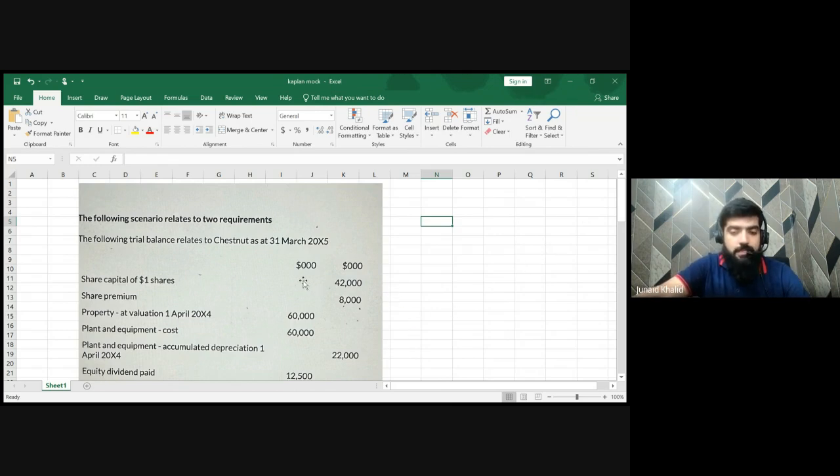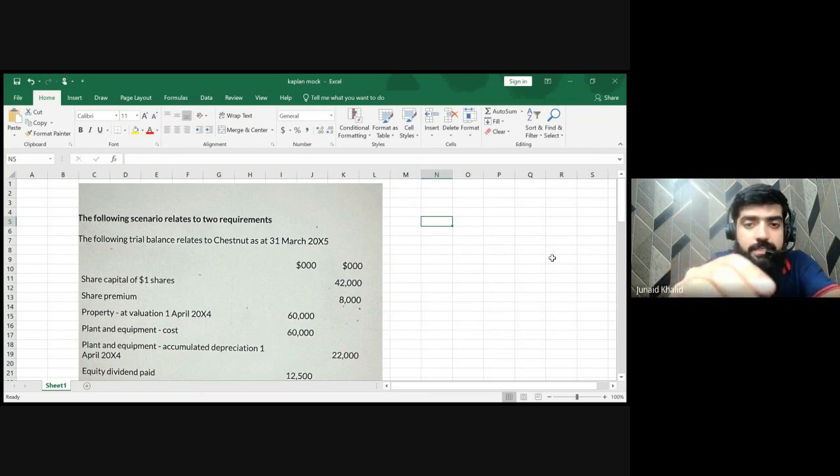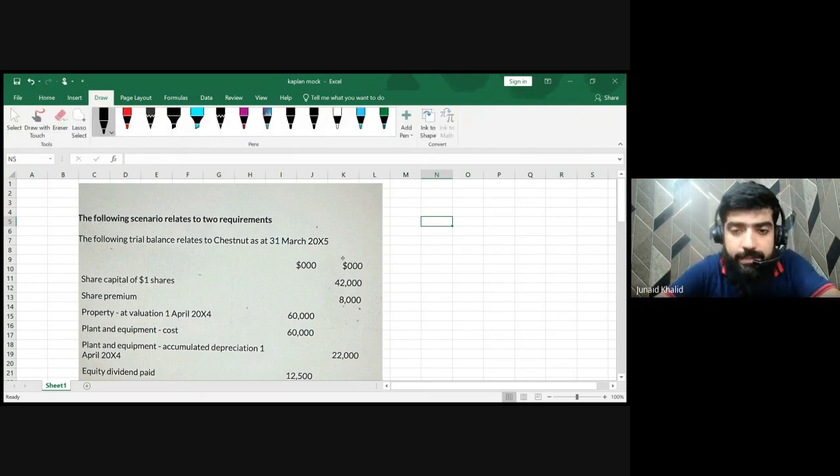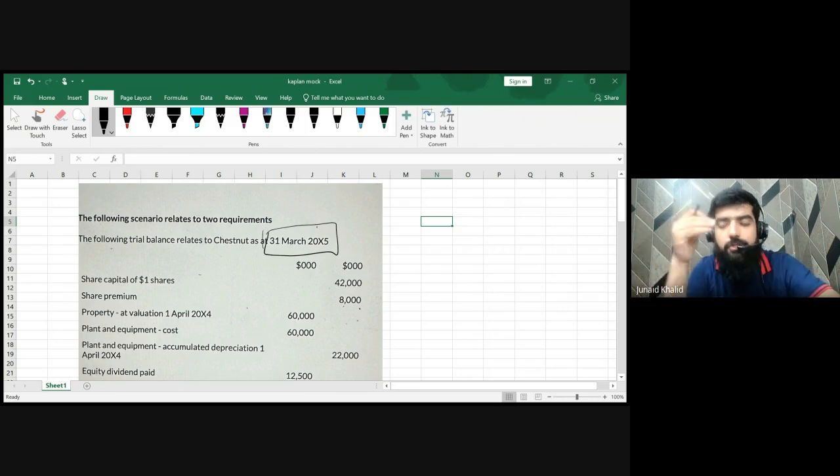So the trial balance is given over here for the Chestnut at 31st March 2005. First of all, always remember we need to highlight, we need to identify the year end. What is the year end? So we can identify that the year end is 31st March. So at many points we need to recall that 31st March is the accounting year end.